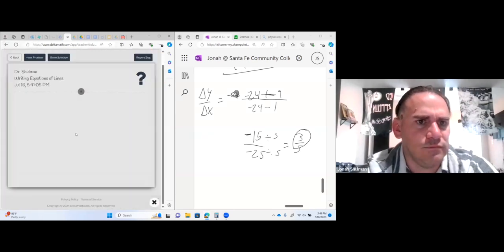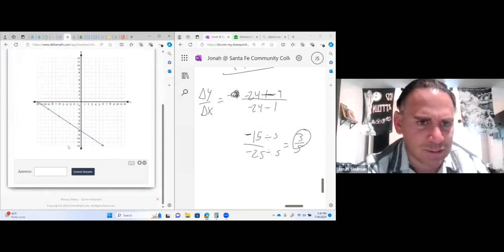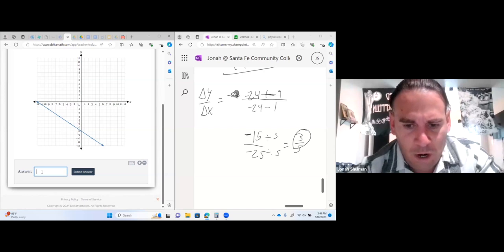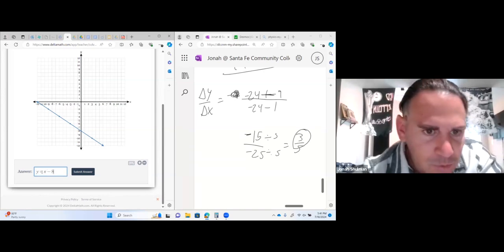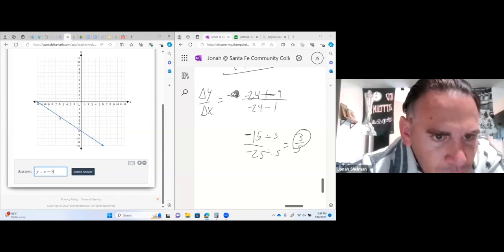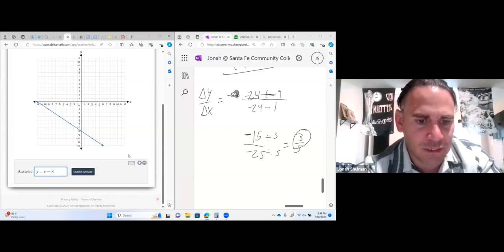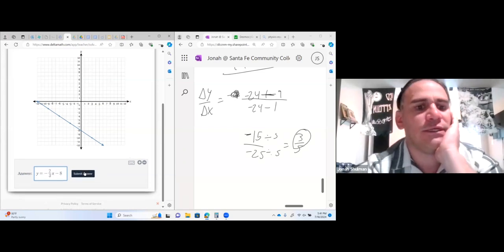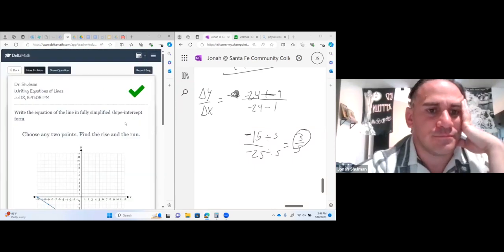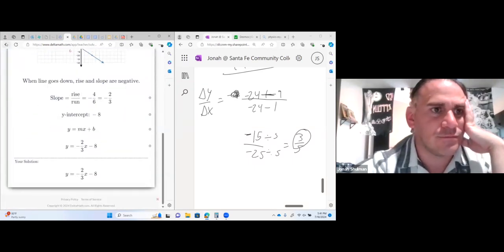Okay. Now we got to write the equation for the line. Y equals mx plus b. So it's the minus 8. Y equals something x minus 8. Let's find the slope. We go down 1, 2. We go over 1, 2, 3. So it's negative. It's going down, left to right. Negative 2/3 x minus 8. Ta-da! Nice.